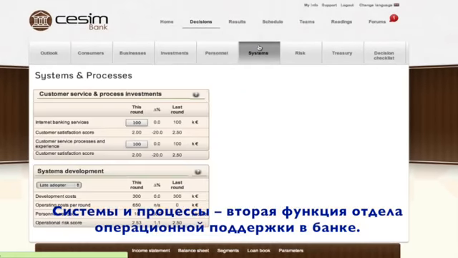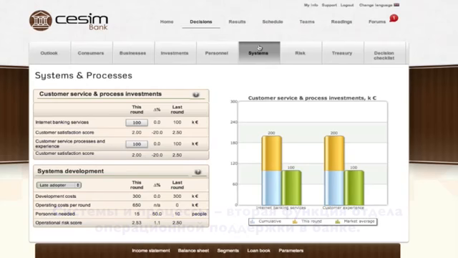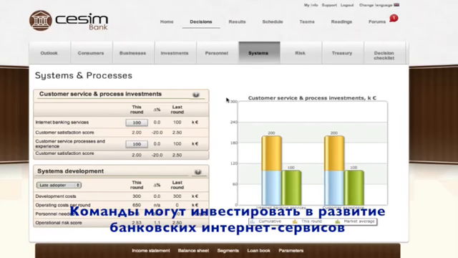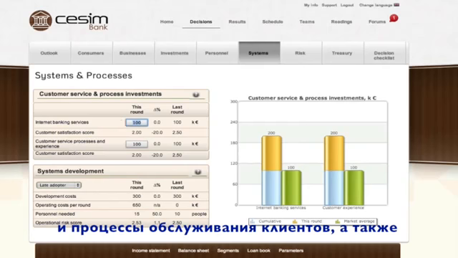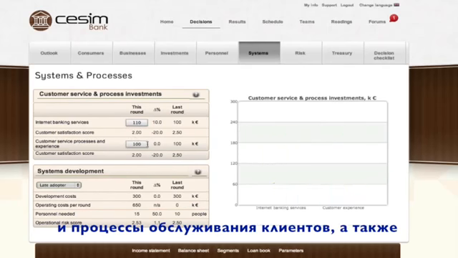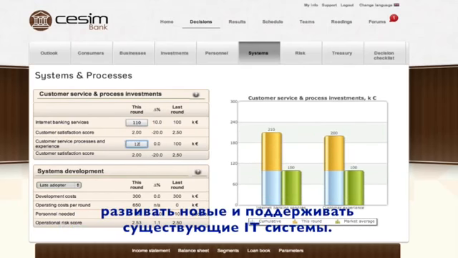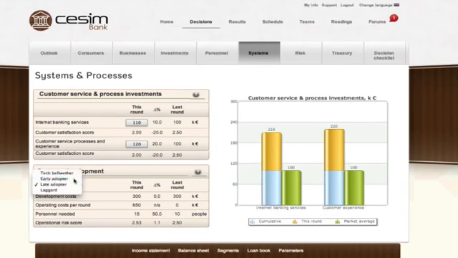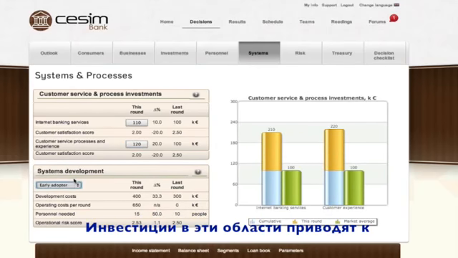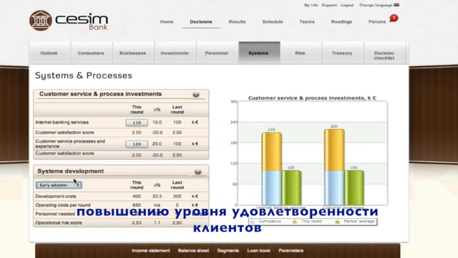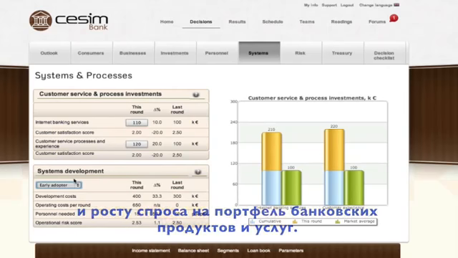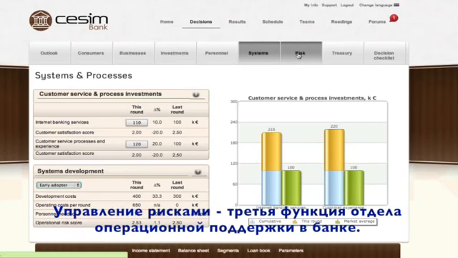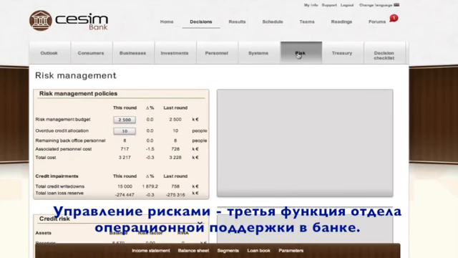Systems and processes form the second back-office function of your bank. The participants have the option to invest in the development of internet banking services and customer service processes, as well as to choose an appropriate policy for investing in new and maintaining current IT infrastructure. Extensive investments in these areas lead to higher levels of customer satisfaction and demand across the bank's product and service portfolio.